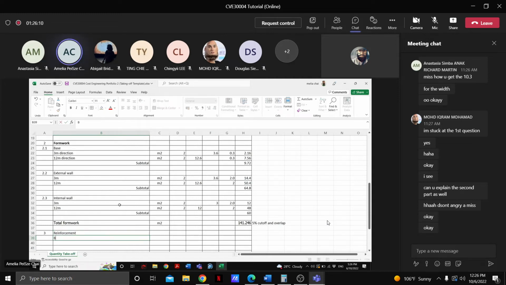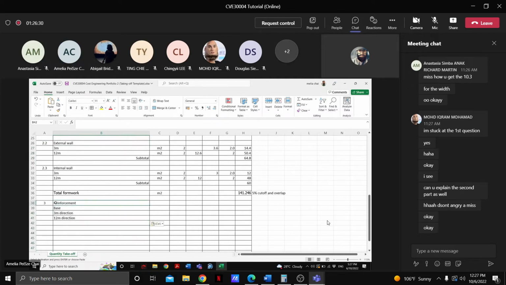Reinforcement, we have your base. For the base, you have direction 1, which is the 3 meter direction, and feed it down. The base, this one is in meters. So you calculate how many bars you need from the calculation I taught just now.